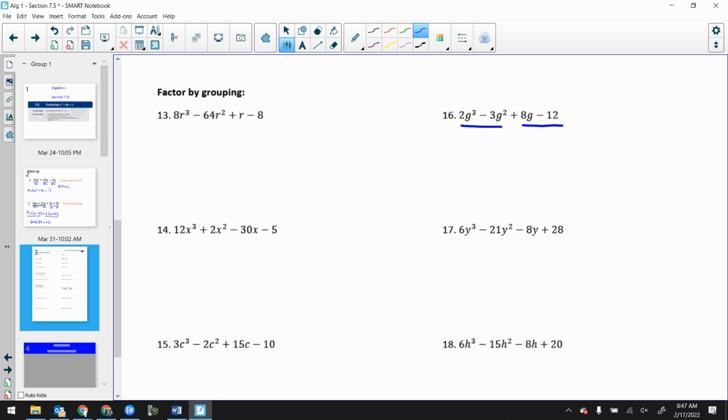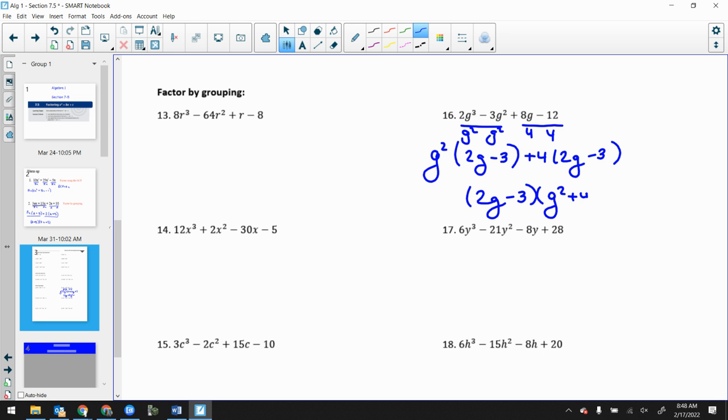Now, is it a numerical GCF? No. It's just G squared. So take out a G squared. Now, what does that leave us with? Well, if the G squared comes out, that's going to be a 2G minus 3. What's my GCF out of my second set of terms? Danielle? 4. So divide out that 4. And we get a 2G minus 3. Okay, 2G minus 3 is one of our terms. G squared plus 4 is our other binomial. Does that make sense?